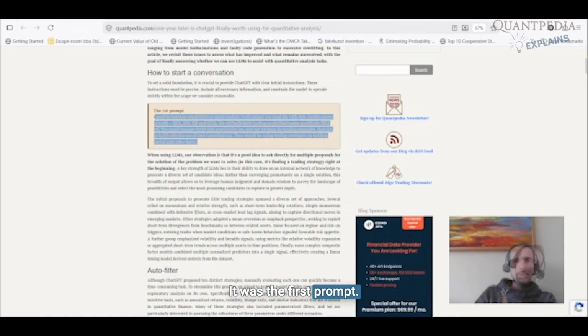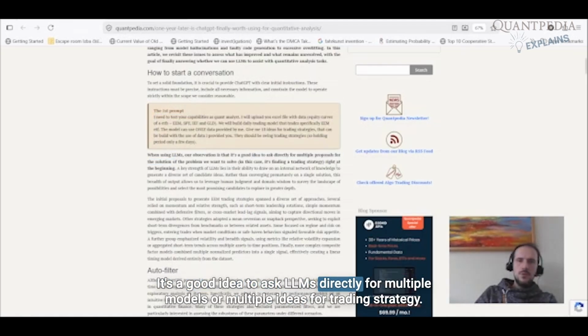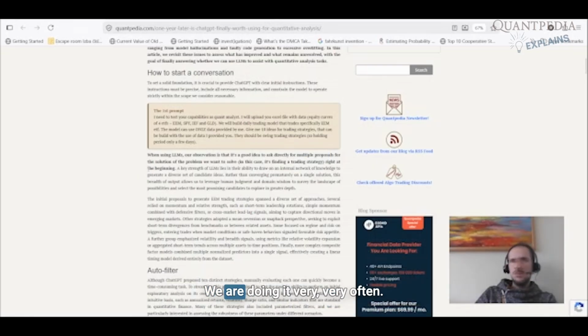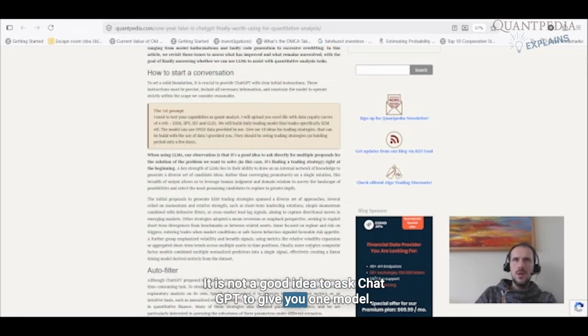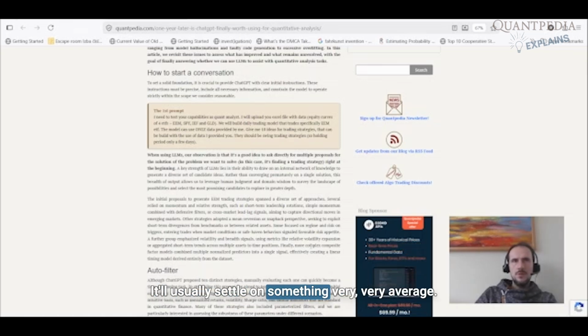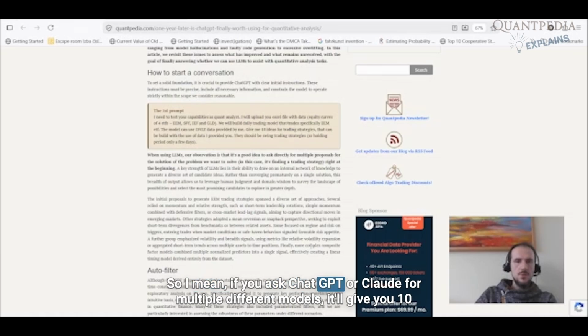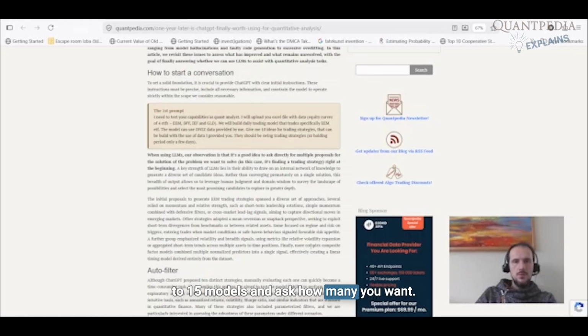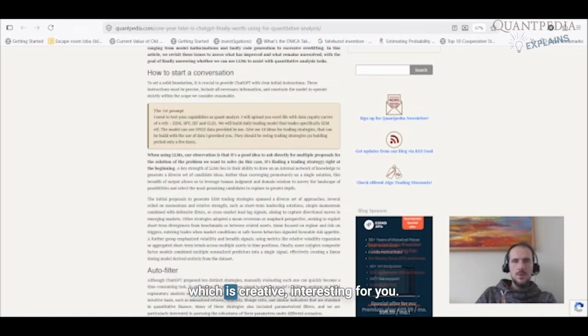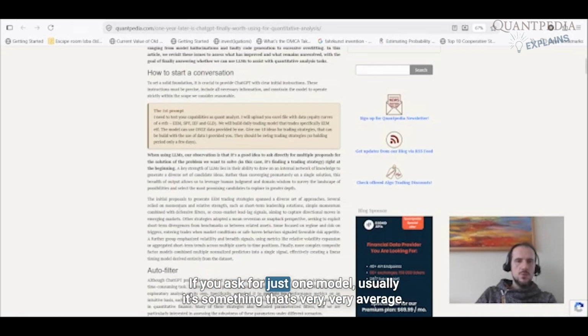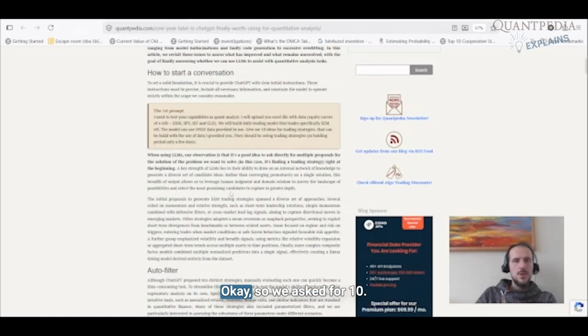It was the first prompt. It's a good idea to ask LLMs directly for multiple models or multiple ideas for trading strategies. This is our observation. We are doing it very, very often. It is not a good idea to ask ChatGPT to give you one model. It will usually settle on something very, very average. If you ask ChatGPT or Claude for multiple different models, it will give you 10 to 15 models, or ask how many you want. From those, you can then use your human judgment and pick something which is creative and interesting for you. If you ask for just one model, usually it's something very, very average. It doesn't make sense at all to use ChatGPT for that. Okay, so we asked for 10.